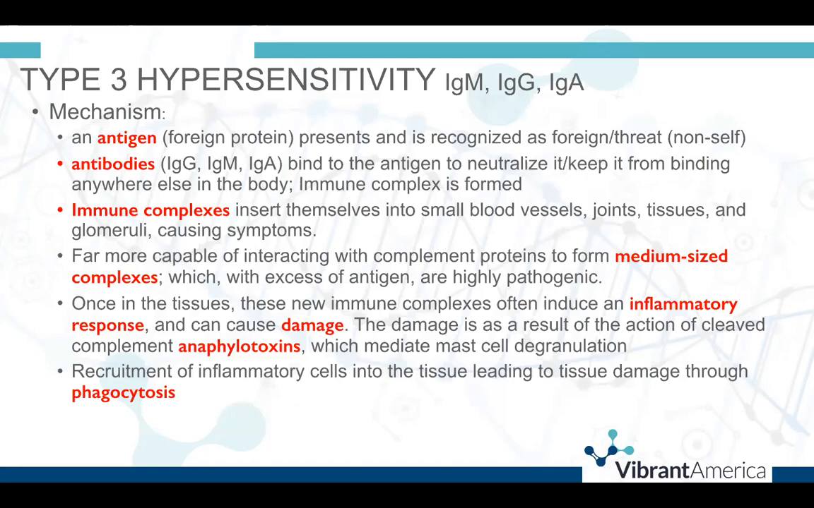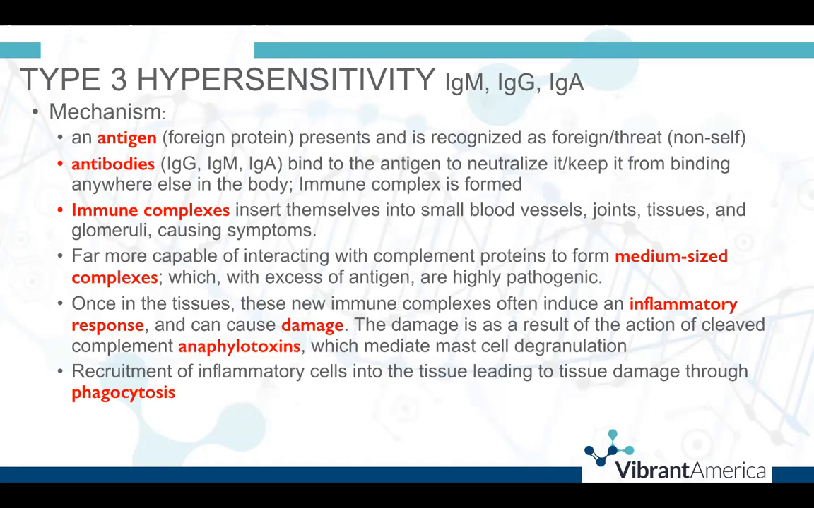Once in the tissues, and keep in mind this is primarily IgG that does this, but some IgM as well, these new immune complexes are often able to induce inflammatory responses, causing tissue damage. So they cause the immune system to head to the point where they've inserted themselves. And the immune system then begins to attack not just the immune complex or the inflammatory foreign protein, but also its own tissues.